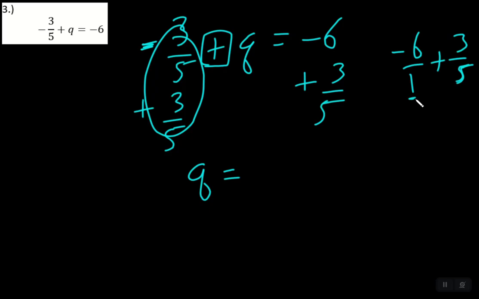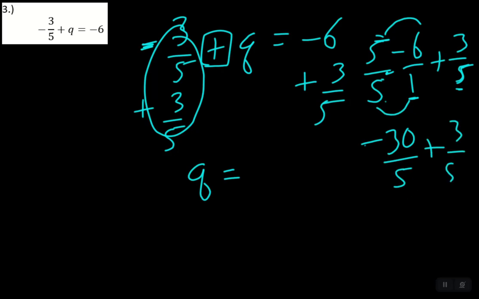And 1 times what number gets me to 5? Well, of course, y'all, that's 1 times 5. And we multiply the bottom and the top by 5. Okay, so let's see what happens here. On top, we have 5 times negative 6, which is negative 30. On bottom, we have 5 times 1, which is 5, plus 3/5.